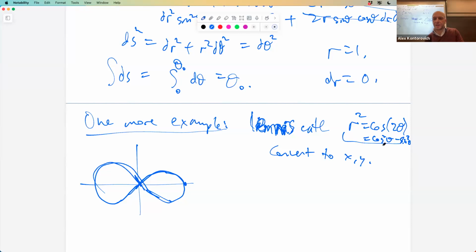Sorry? Yeah, cosine of 2 theta, I'm just reminding you, is cos squared minus sine squared. So, yeah, why not? The question is to convert this equation into x's and y's. Just something to keep the kids off the streets.